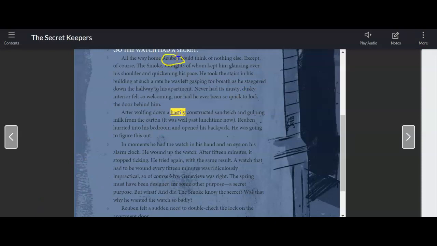And what is Reuben doing? Reuben is racing home. I know that he's racing home and he's getting to his apartment. After he gets to his apartment, he eats a quick lunch. And then he decides that he's going to figure this whole thing out. In order to figure it out, he takes the watch out and he tries to wind it up. And he notices that every 15 minutes, he has to wind it up again. So now he knows that something is definitely up with the watch and he needs to figure out what it was. All right, so that's how I retold.